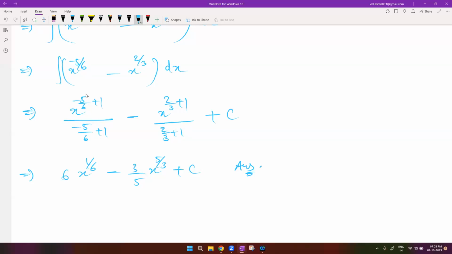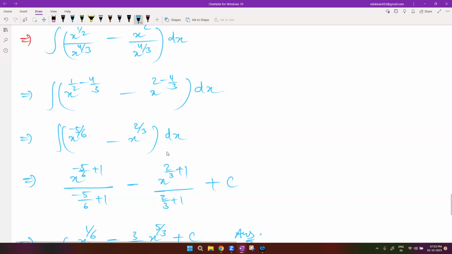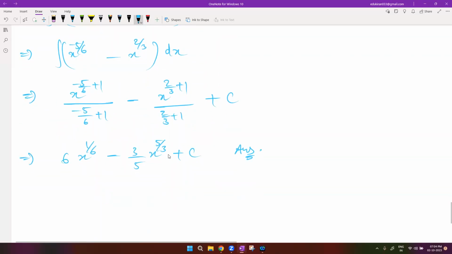Please feel free to ask me anything, any step which you have not understood. Please try to solve this. We know all the formulas.